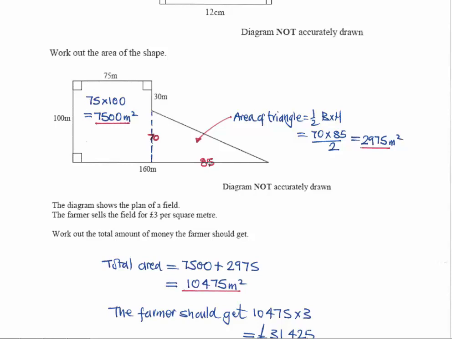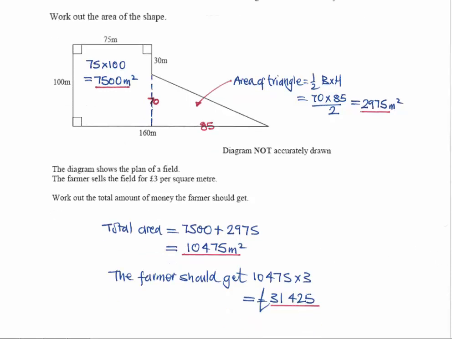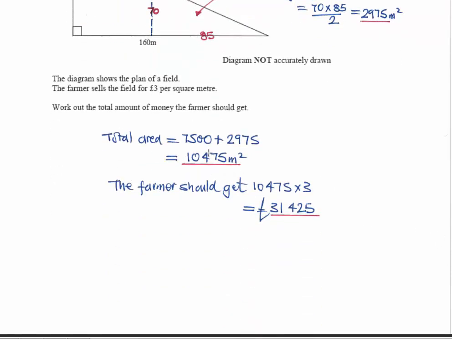The area of this triangle is half of base times height. So base times height is 70 times 85. And then we divide it by 2 to halve it. And we get 2,975 square meters. So adding together these two answers gives me the total area of the field. And we're told that every one of these square meters gets paid £3. So we simply need to take this number and multiply it by 3 and write a pound sign. So the answer is £31,425.